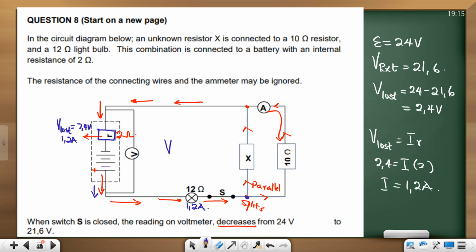Wait. They told us that the V external outside is what? 21,6 volts. How are these things connected? This one here, the two of them are connected in what? Parallel. But that parallel is connected in series to this. Does that make sense? No. Okay. Let's check something. These two are connected in parallel, right? Can we combine them? Let me do a diagram for you. Let's combine them.